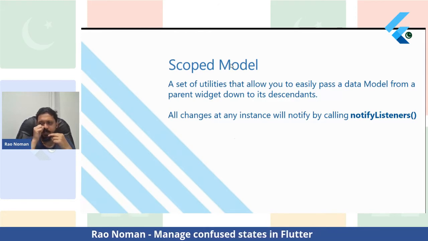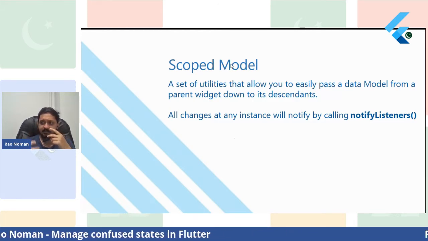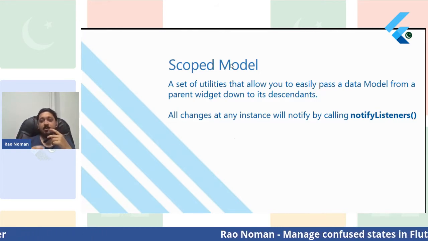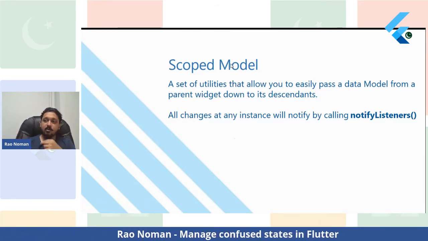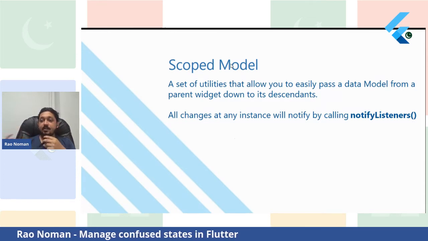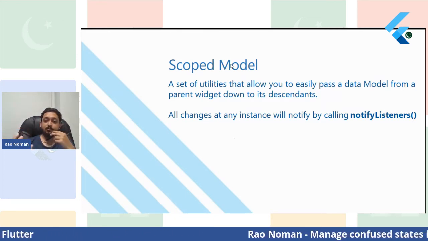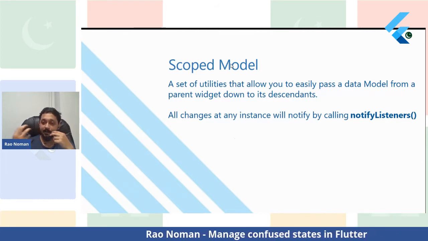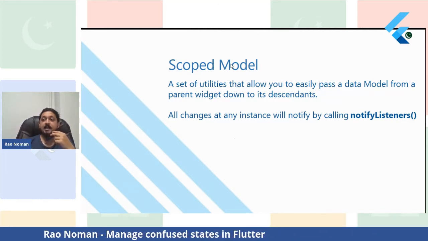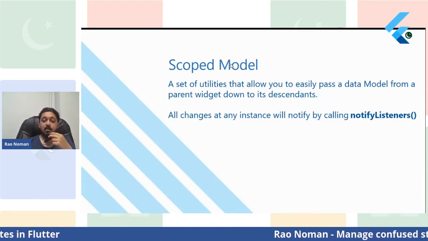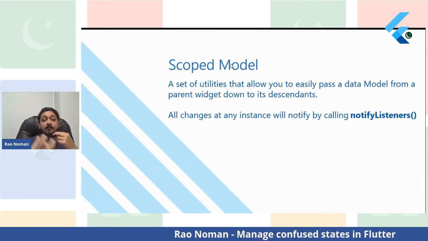For any child widget that needs to access our state, we simply wrap it in the ScopedModelDescendant. For example, if we have a model of user, I wrap up the data which needs to be shown as user data on the screen. So I wrap that widget in the ScopedModelDescendant widget. Whatever we wrap there automatically reacts to our state, because notifyListeners is called whenever there's a change in the model.